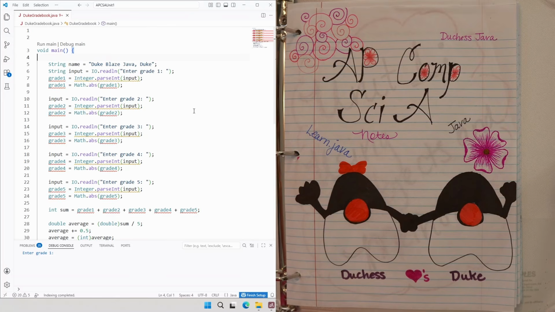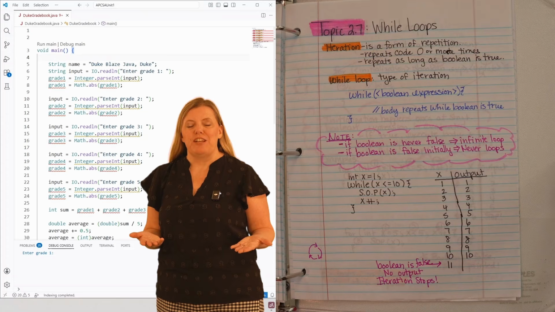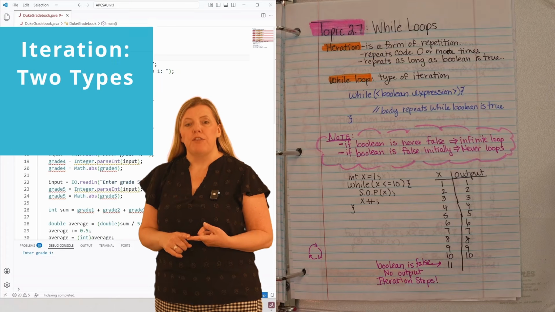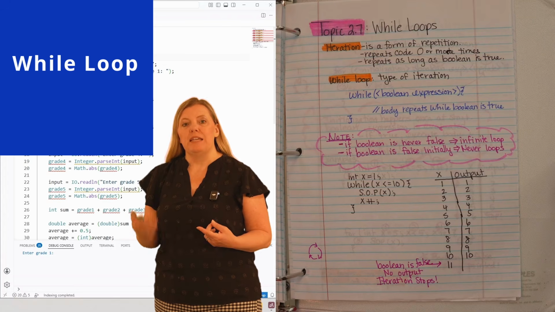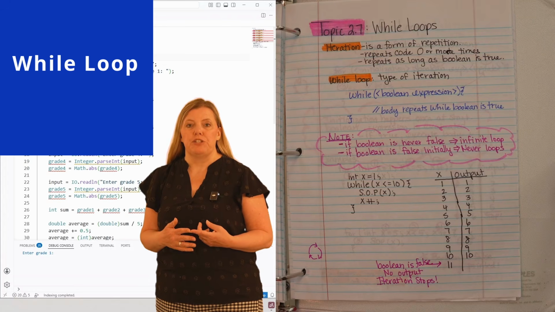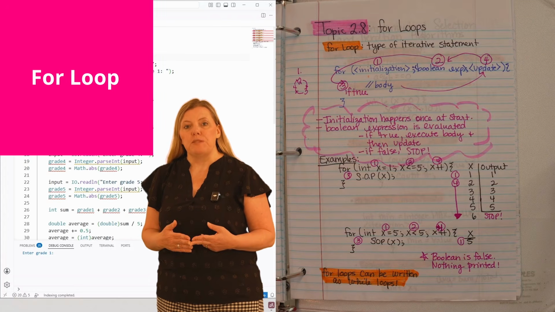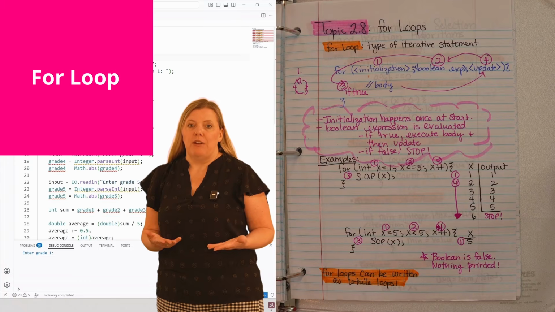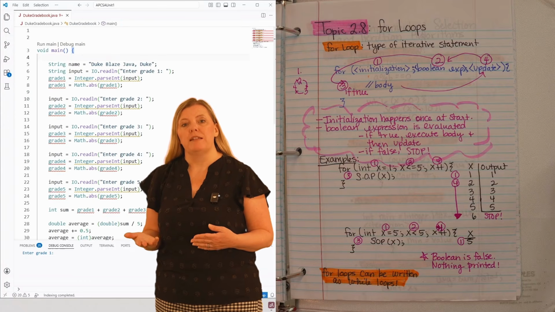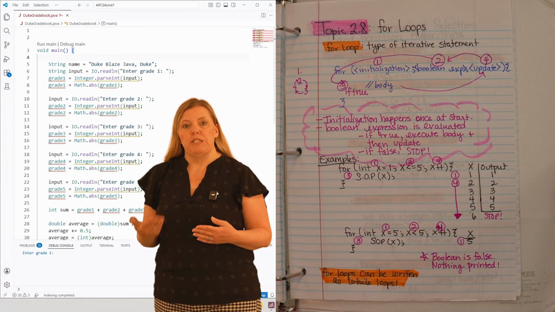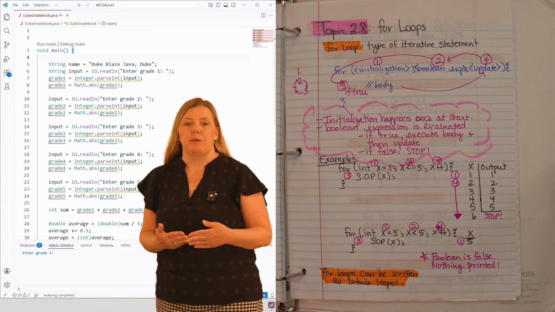Let's see what we have in my notes. There are 2 types of iteration that you need to know for the AP exam. The first is while loops. While loops test a Boolean expression at the beginning and continue to iterate the body while that condition is true. Then there's for loops. For loops are often called counting loops. They consist of an initializing expression, a Boolean expression, and then a step expression. They will also continue to iterate the body while the Boolean expression is true.